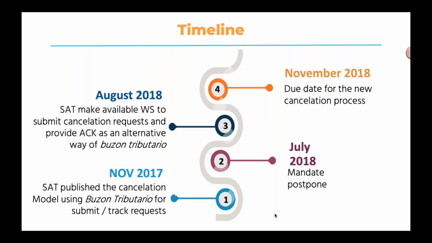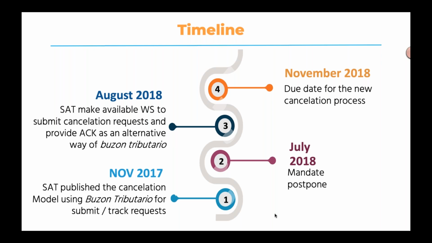They offer the alternative to be a Buzón Tributario, or this email, logging in the page and validating information that you receive or send to the government. So using this platform, the government says, I will submit on behalf of the taxpayer the information for the receptor, saying, hey, you have a cancellation request, you need to provide an acknowledgement within 72 hours. So the whole process was based on this Buzón Tributario.